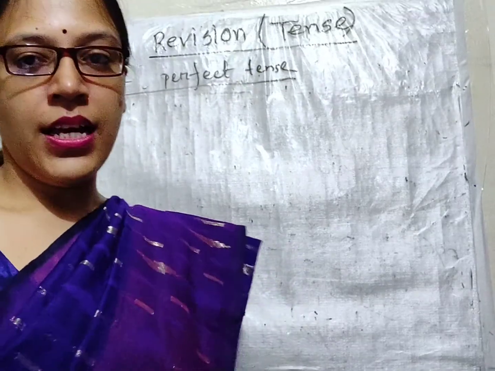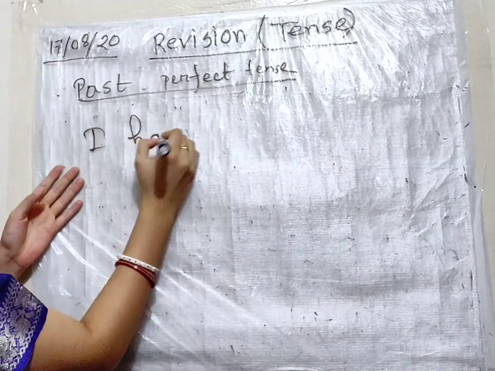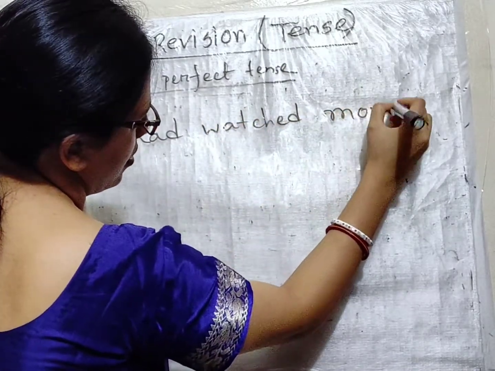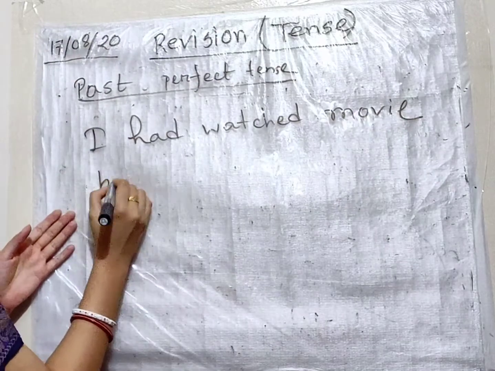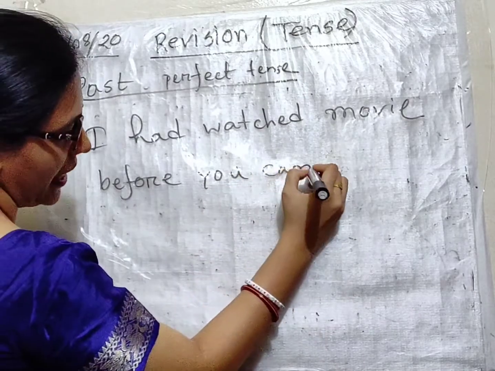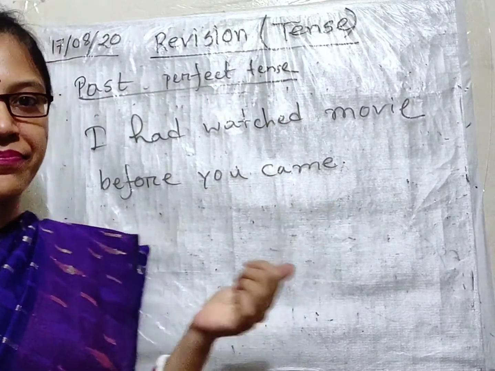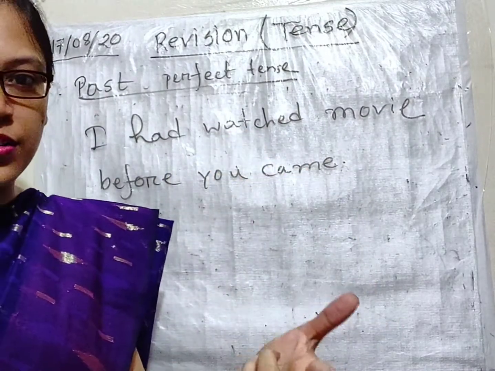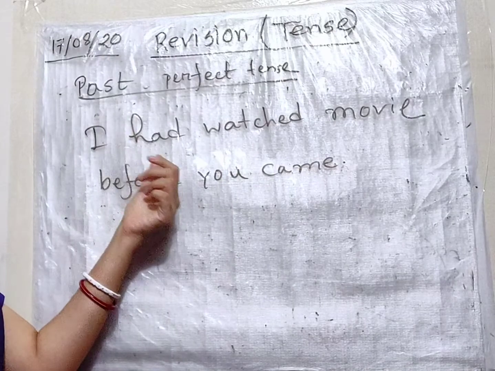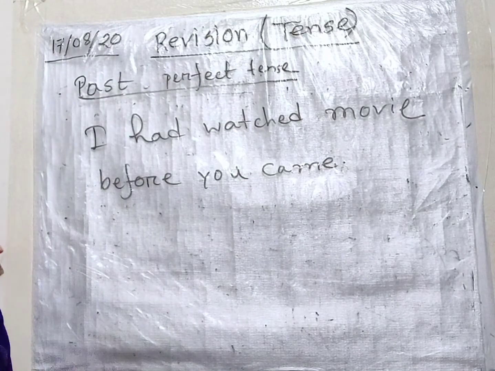Okay. For example, I had watched movie before you came, right? I had watched movie before you came. There are two actions, and one action has been done before another action. That is why we used the past perfect tense format to express the actions. Okay, and look at the format.